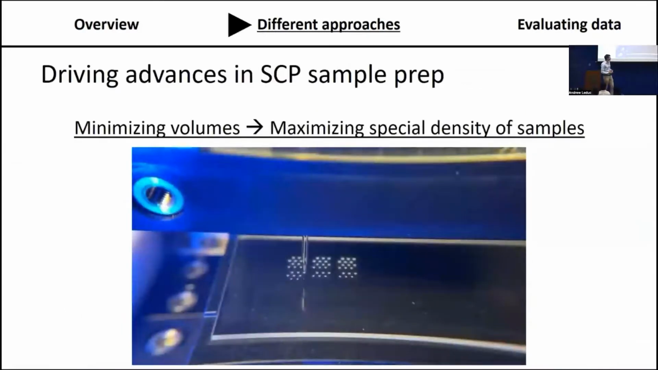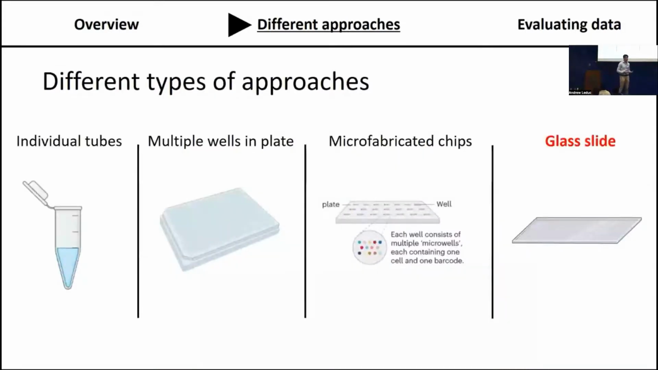And so one of the additional advantages of minimizing sample volumes is that you're also able to scale throughput by increasing the density of samples over the area of your sample prep. And so our approach to doing this was to prepare samples on the surface of a glass slide that has a fluorocarbon coating, but has no constrictions on where you can dispense samples over the surface of the slide.